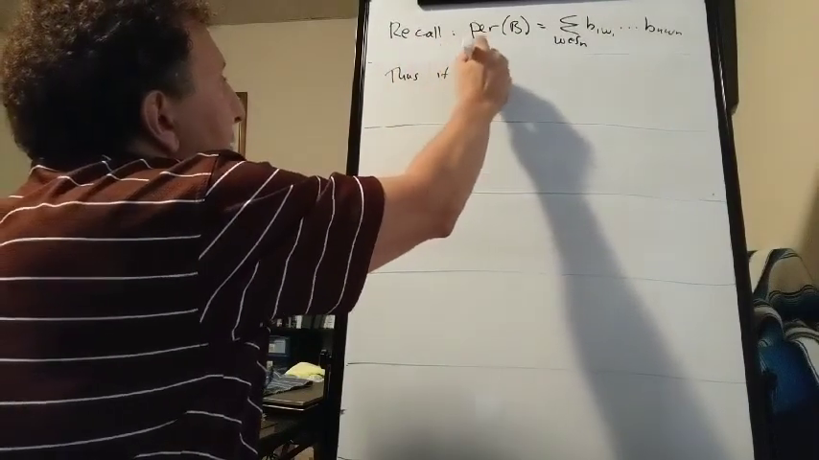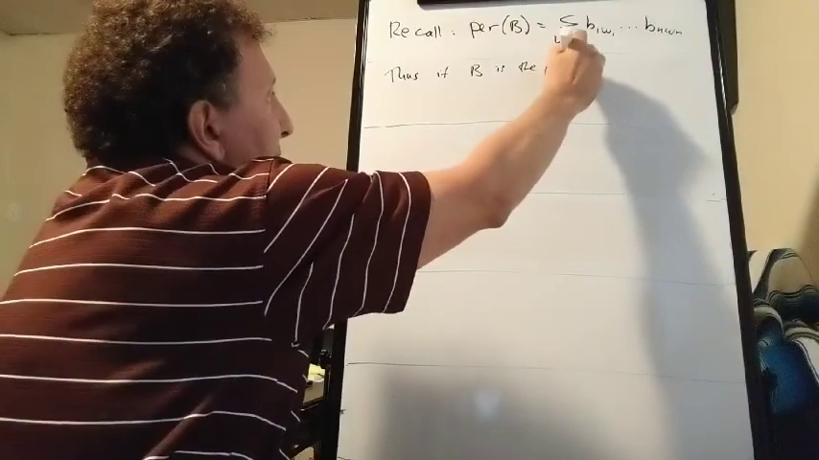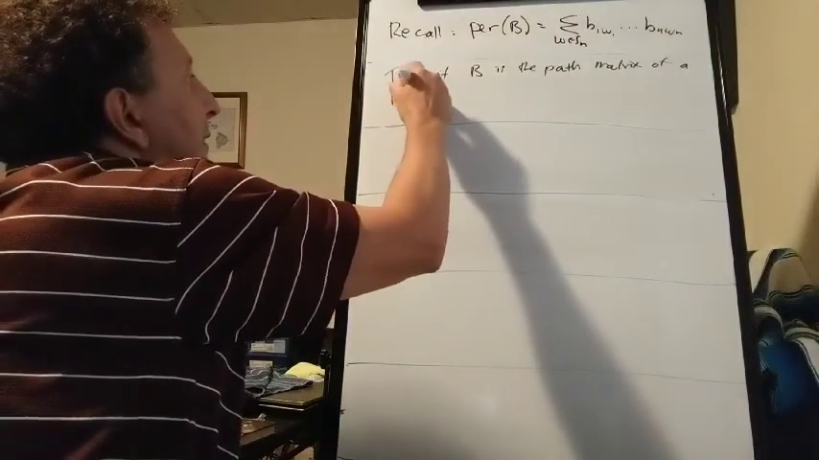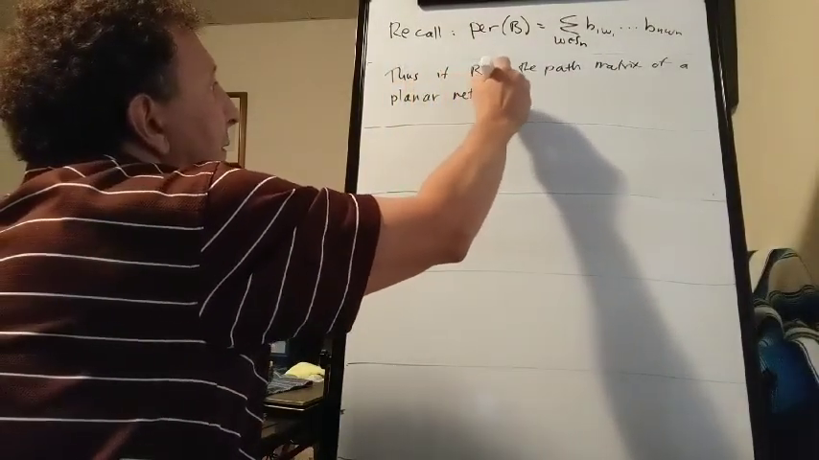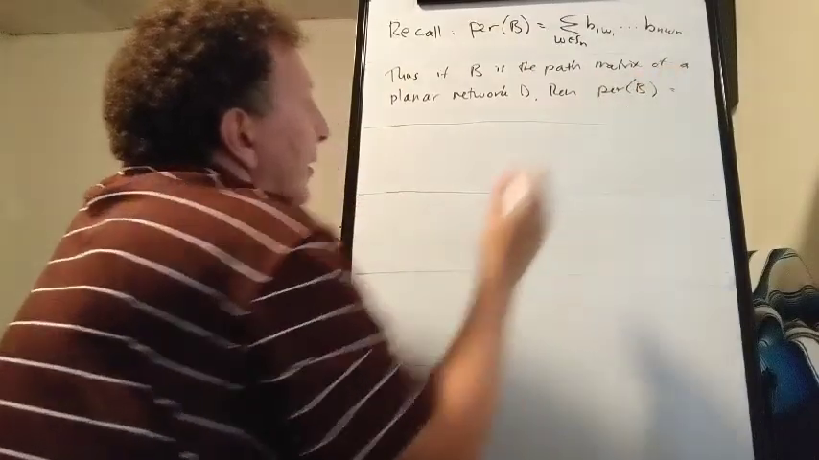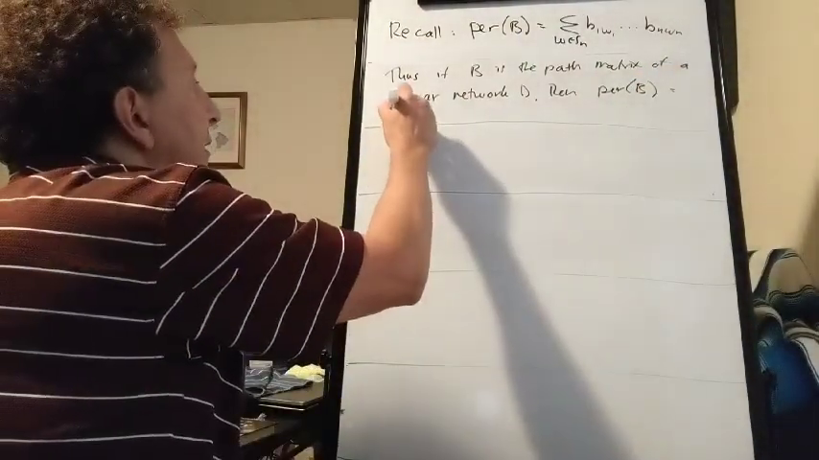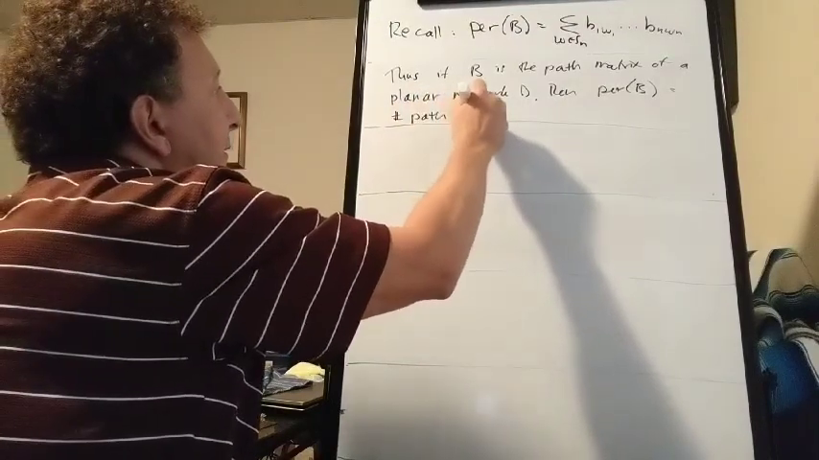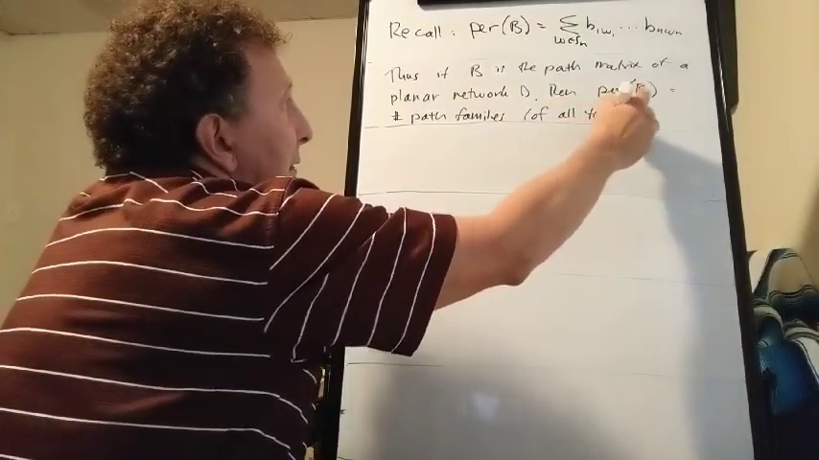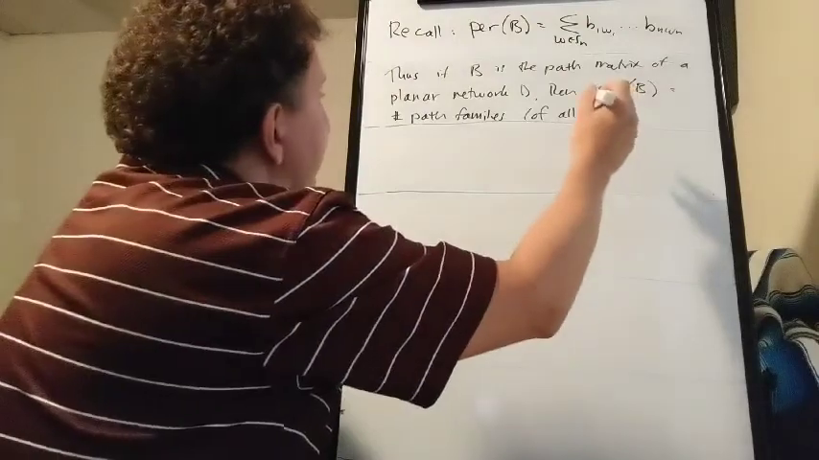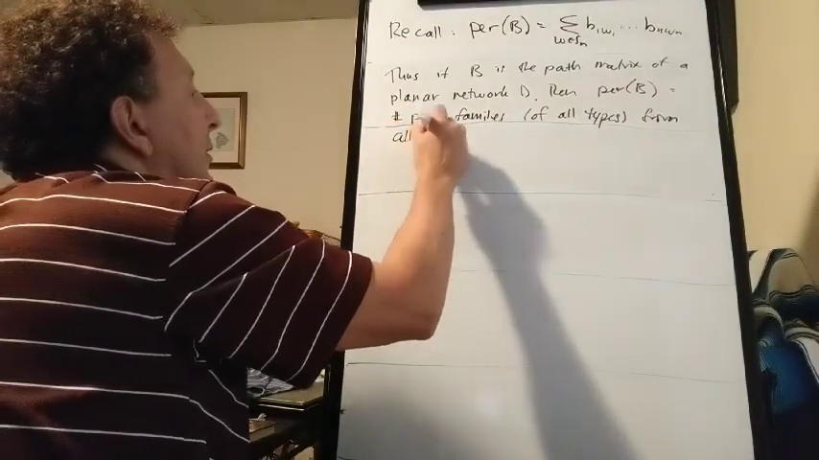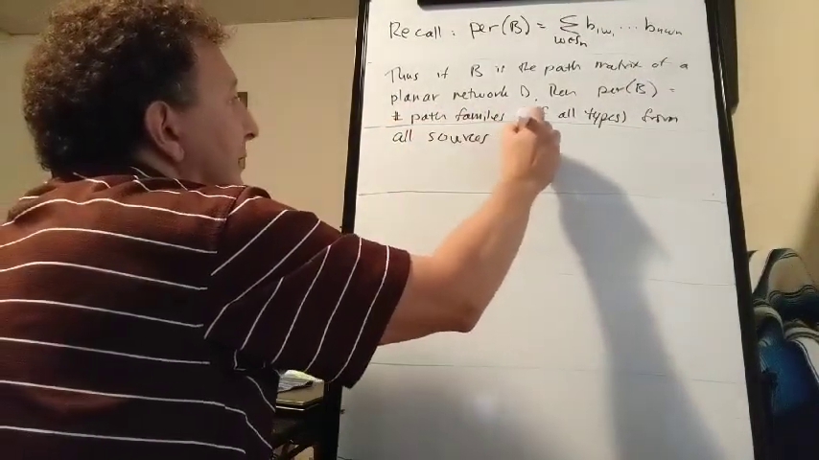So thus, if B is the path matrix of a planar network D, then the permanent of B equals the number of path families of all types, because there's not going to be any cancellation there, from all sources to all sinks.